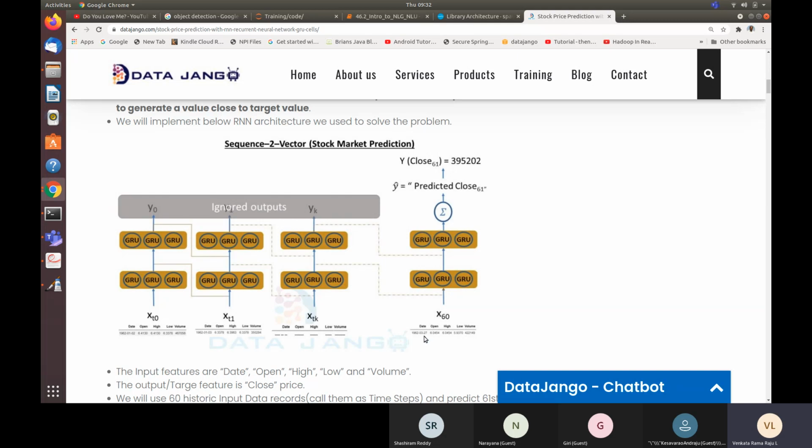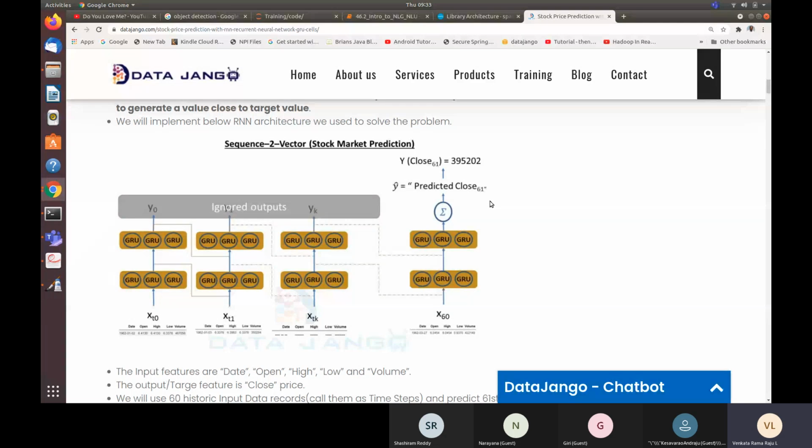Again, the second record I am passing, the second row. Again, third row, fourth row, like that. Through multiple iterations and multiple epochs, these weights will get adjusted so that when you pass 60 numbers, it will predict the next day's start price. Got it? Clear? Yes, sir.